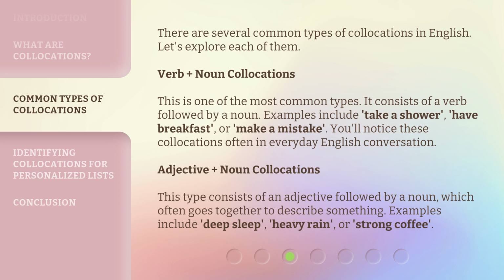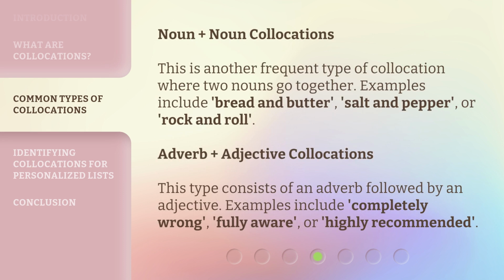Adjective plus noun collocations. This type consists of an adjective followed by a noun, which often goes together to describe something. Examples include deep sleep, heavy rain, or strong coffee. Noun plus noun collocations. This is another frequent type of collocation where two nouns go together. Examples include bread and butter, salt and pepper, or rock and roll.